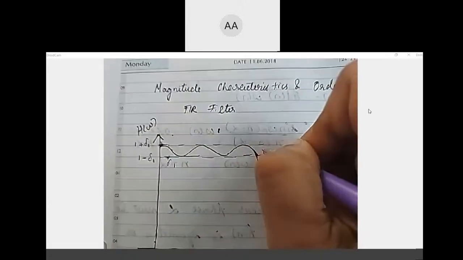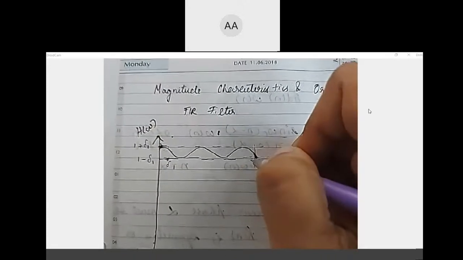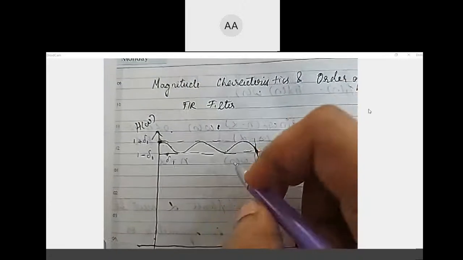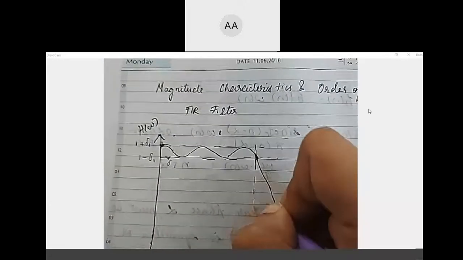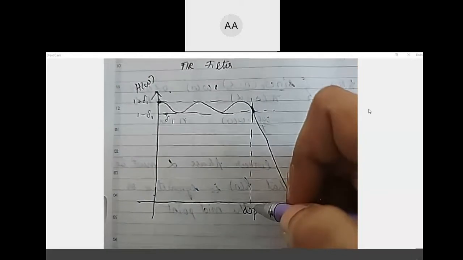Okay, and since this is a signal that you are passing, somewhere here you drop a line. This is nothing but your frequency omega p, which is the pass band frequency. Here omega p is the pass band frequency. That means this is the range of frequencies that is actually passed.